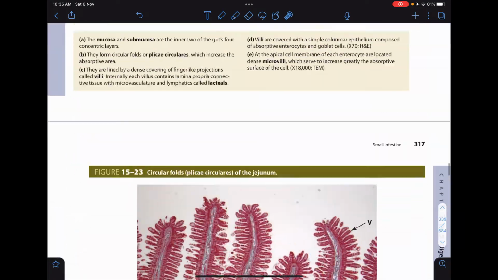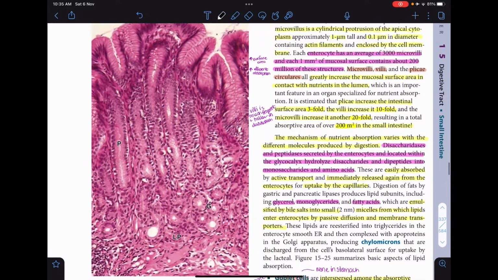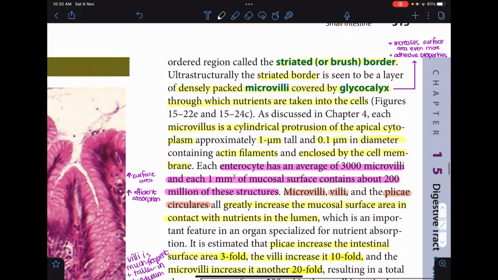And these microvilli are covered by glycocalyx نفس ما حكينا, and the glycocalyx is responsible for increasing the surface area even more. They have adhesive properties and they are responsible for the intake of nutrients into the cells. The microvillus is a cylindrical protrusion of the apical cytoplasm and it's about 1 micrometer tall and 0.1 micrometer in diameter. They contain actin filaments and they're enclosed by a cell membrane.